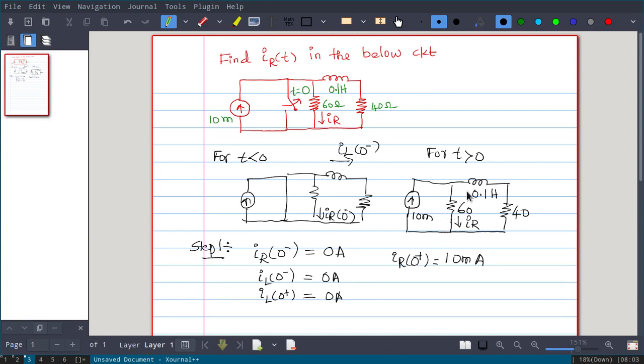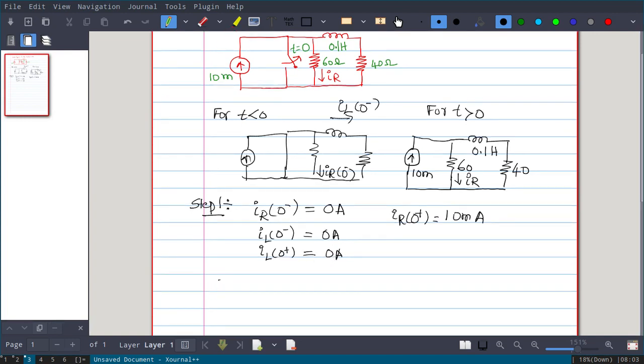But as time passes, current will pass through the inductor because it resists only abrupt change. After that it will slowly allow. Once it slowly allows the current, finally this will act like a short circuit. So it will be like two branches, 60 ohm and 40 ohm resistor, and the current flowing through this branch can be calculated using the current divider formula. So in step 1 we just calculate IR of 0 minus, IR of 0 plus, IL of 0 minus and IL of 0 plus.